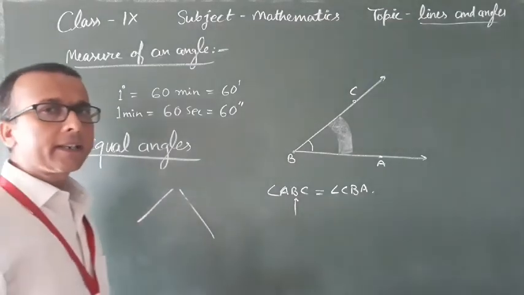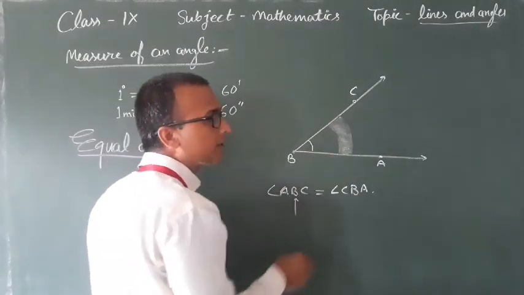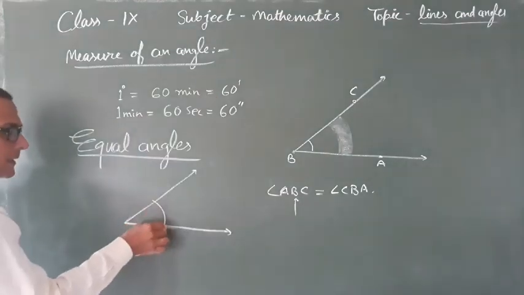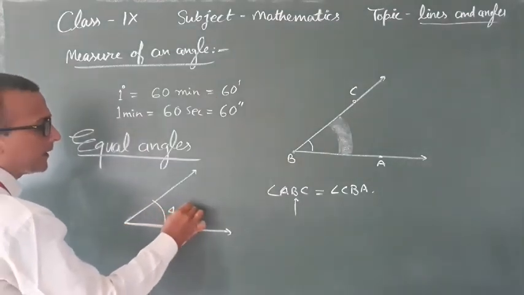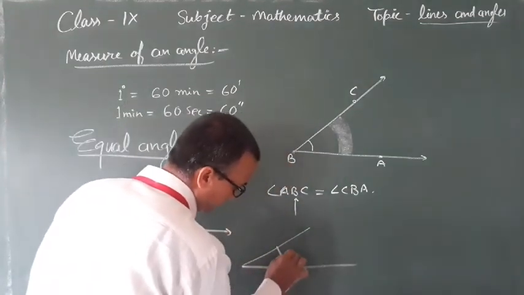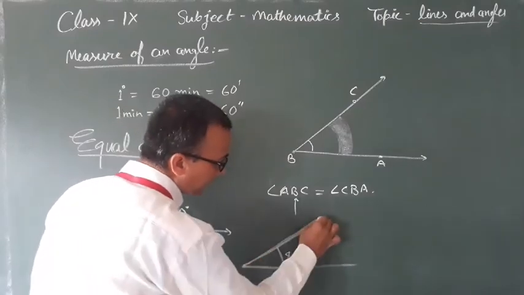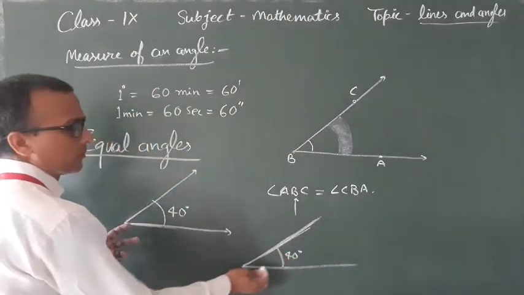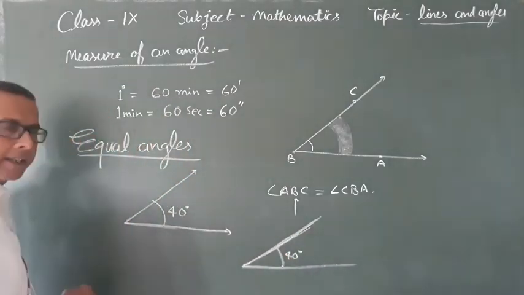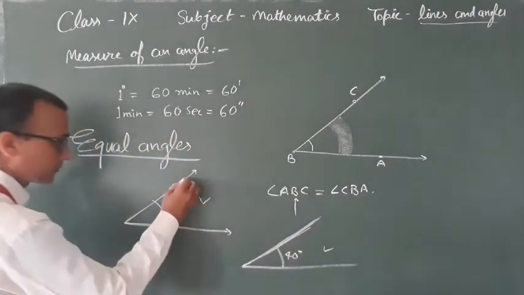Two angles are equal if the measurements of their rotation are equal. This is an angle of measure 40 degrees and another angle which is of measure 40 degrees. The measures of rotation of these two angles are equal, then this angle is equal to this one.